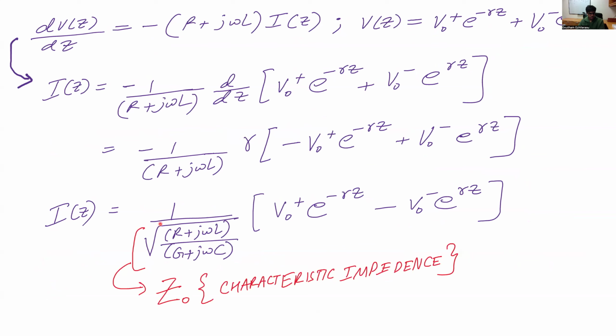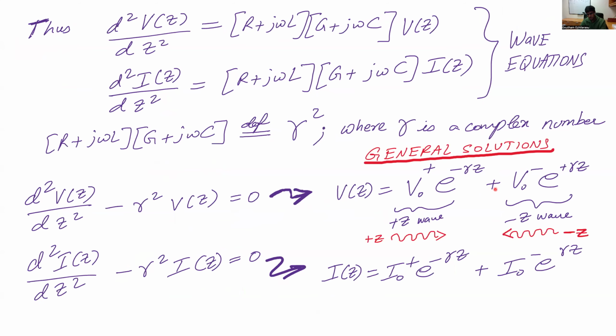So now this square root of R plus J omega L over G plus J omega C, if you do some dimensional analysis, has units of ohms, so it has units of impedance, and therefore this is called a characteristic impedance, because it depends on the fundamental properties of the transmission line, the RLGCs, and therefore it is a characteristic of the transmission line. Also notice if you compare the voltage and current expressions, the current expression has a negative sign, but the voltage expression has a positive sign.